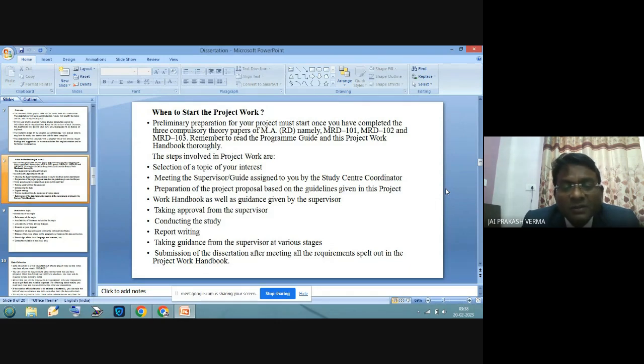Taking guidance from the supervisor at various steps. Your supervisor will contact you; keep in touch with the supervisor, and must discuss what work you have done in fieldwork. Submission of the dissertation after meeting all the requirements is spelled out in the project work handbook. I have already discussed that you must go through the project work handbook, and in it everything is clear, because how to make, how to spell, how to submit the dissertation, some formalities are there, some other formats are there which are required to fulfill, and final signature is also required.